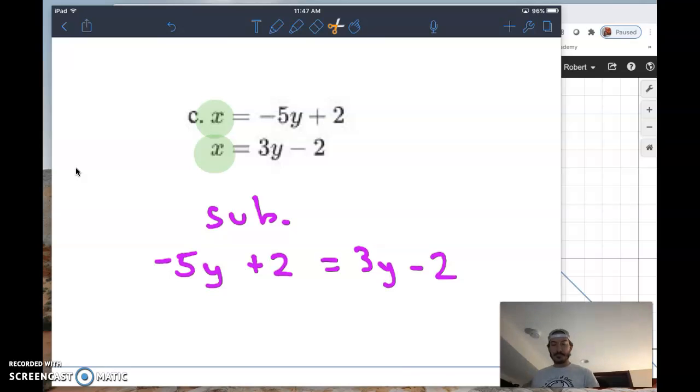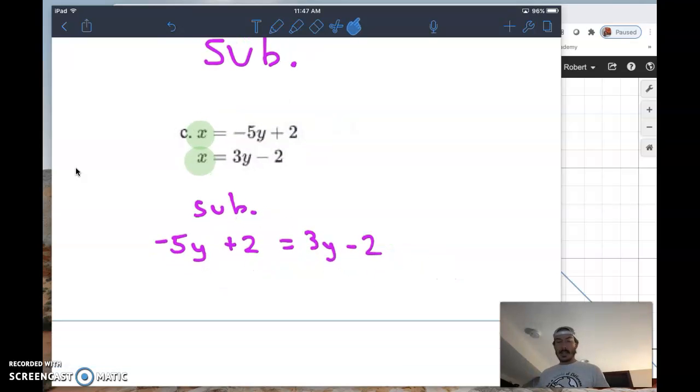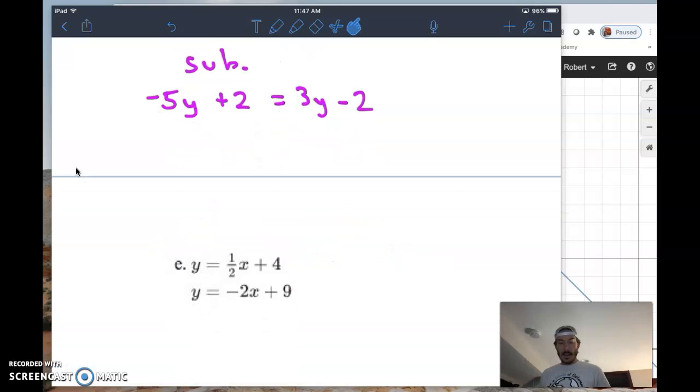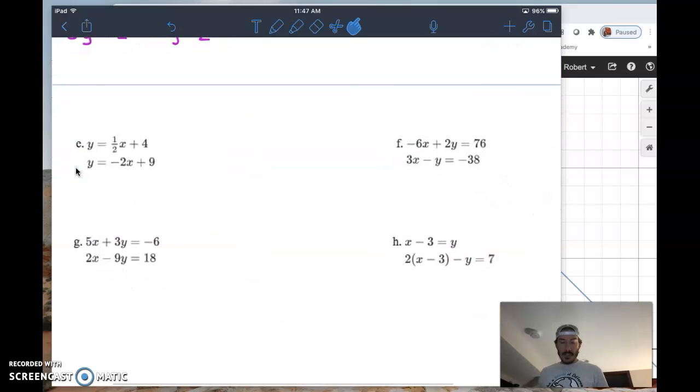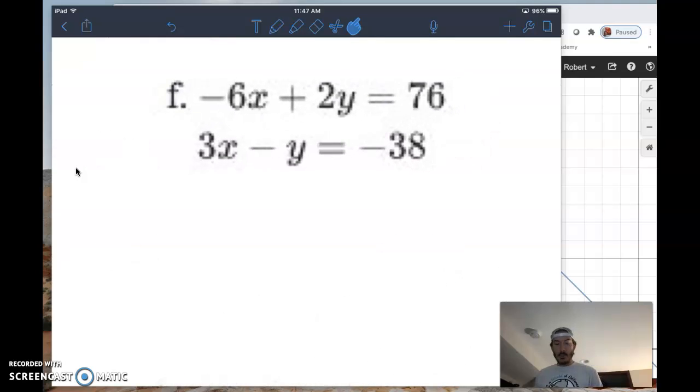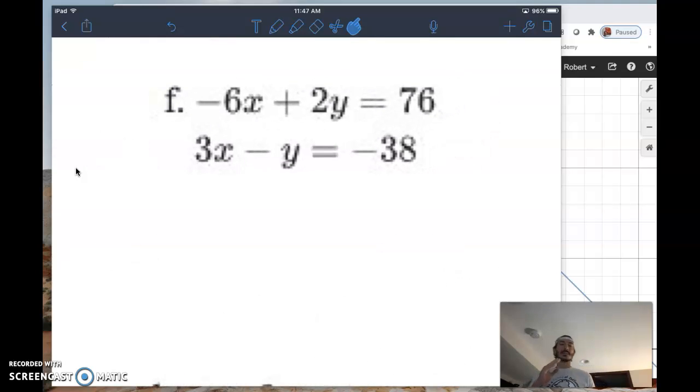All right, time for one more, folks. Let's go ahead and tackle something like E, which would be equal values, right? But let's tackle something like F, okay? F is going to be a good one. I've got both of these in standard form again. And what does that mean? That means x and y are on the same side, okay?